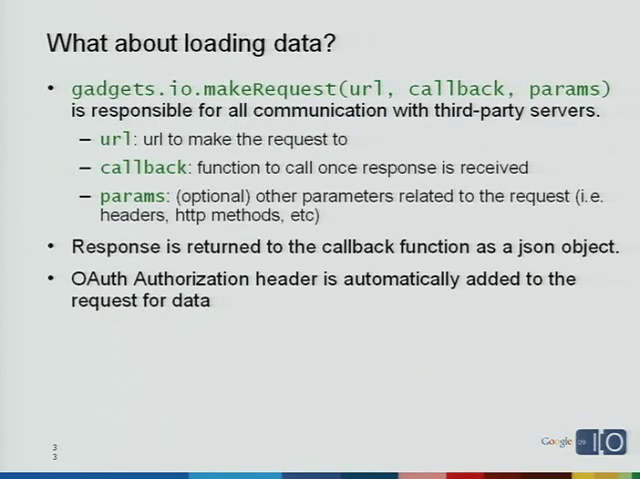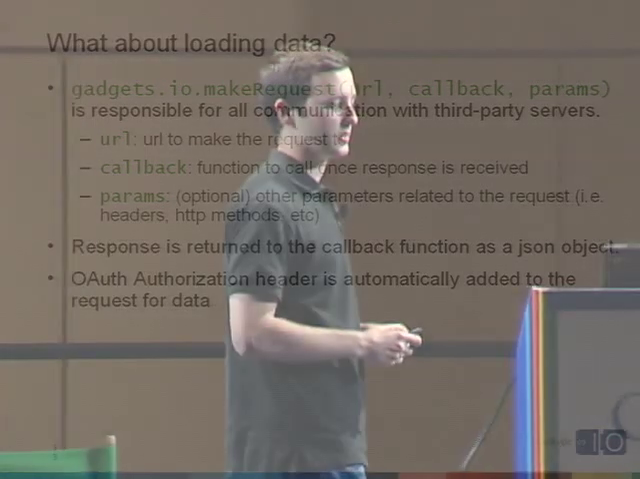So how do we load data? For those familiar with the OpenSocial APIs, there's gadgets.io.makeRequest. And what's going on actually inside the Google data libraries is we're wrapping that function with some helper methods. And you just pass the URL of the feed you're interested in. You pass a callback function to process the results, the JSON results you get from the response. And then you pass in an optional parameters JSON object.